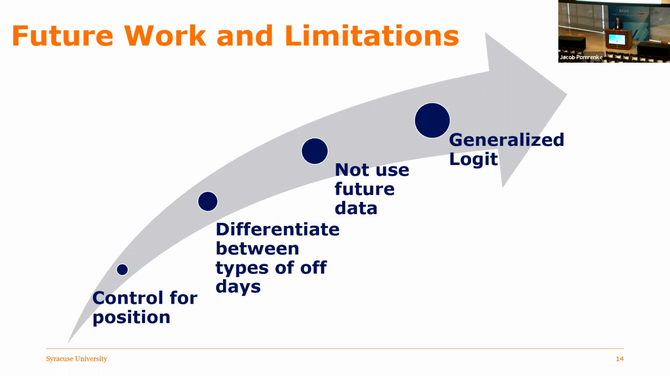I would also like to not use future data to predict present outcomes, which is what happens when I calculate statistics over a season level, and then use those rates for specific at-bats within the season. And I would also like to look into a generalized logit model, which would not assume the quadratics to be symmetrical.